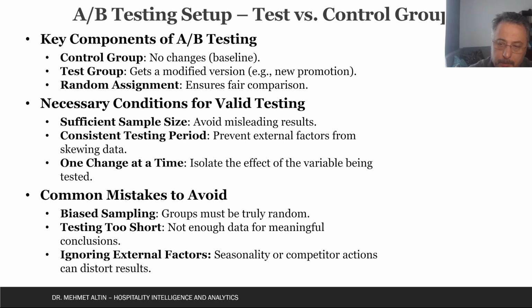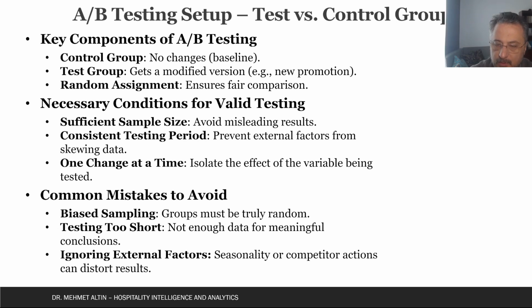Finally, the golden rule: only test one variable at a time. If you change both the discount and the room images, how do you know which factor influenced bookings? Keep it simple. Test one thing at a time to get clear results. When we say one thing at a time, we mean changing one thing at a time. We talk about this in the Excel example as well.